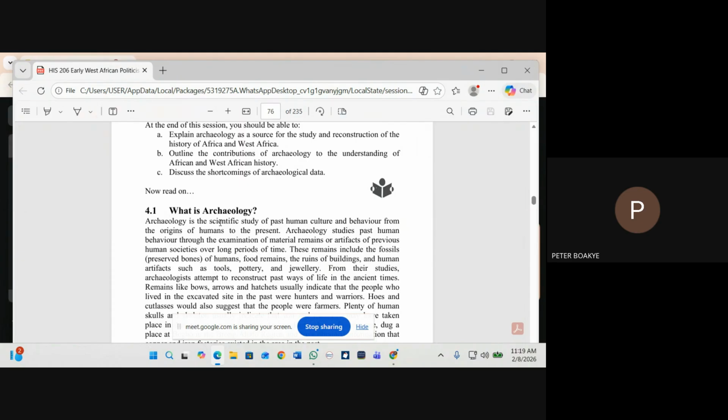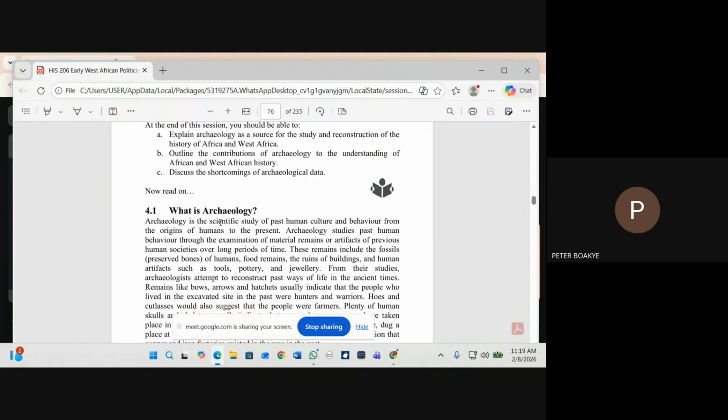What is archaeology? Archaeology is a science that studies human culture through excavation. And when we talk about excavation, we're talking about digging of selected sites to obtain fossils.